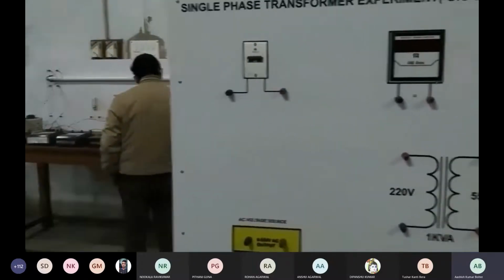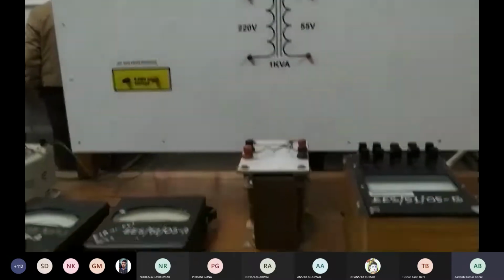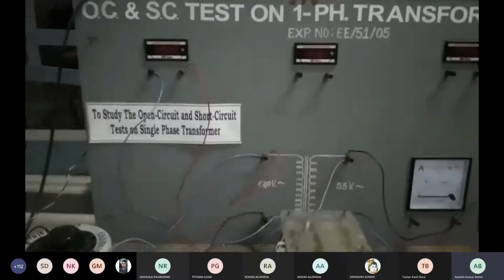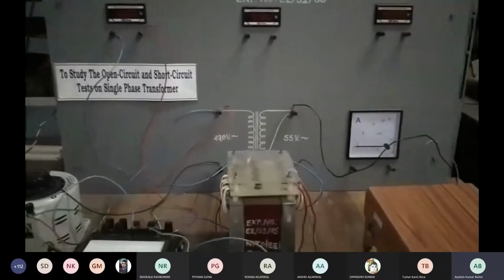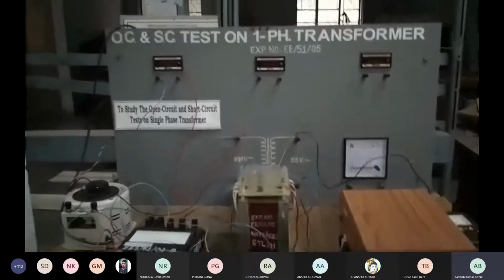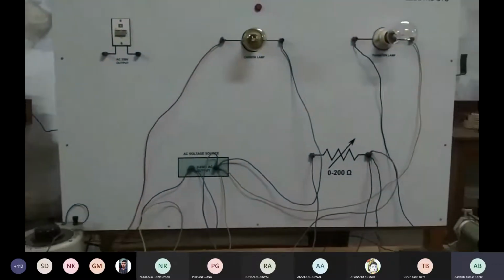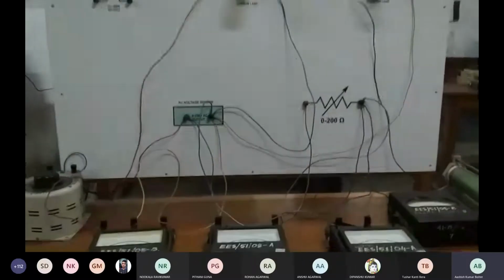Here, this one is for the single-phase transformer experiment, open circuit and short circuit test. This is the table, the same one for open circuit and short circuit test verification. Here is the characteristic of different kinds of incandescent lamp. Here you can see this one. This is the experimental table for that.